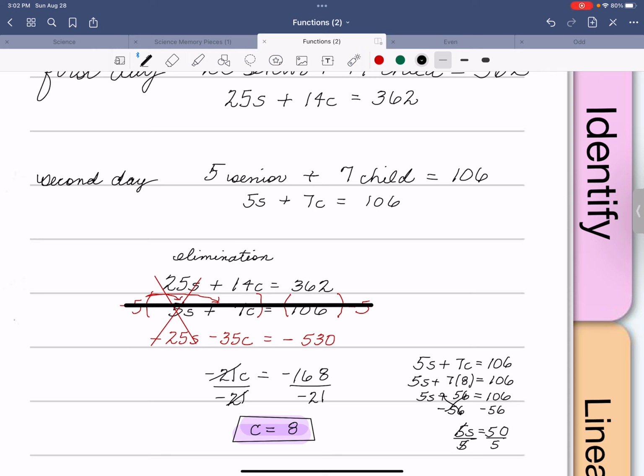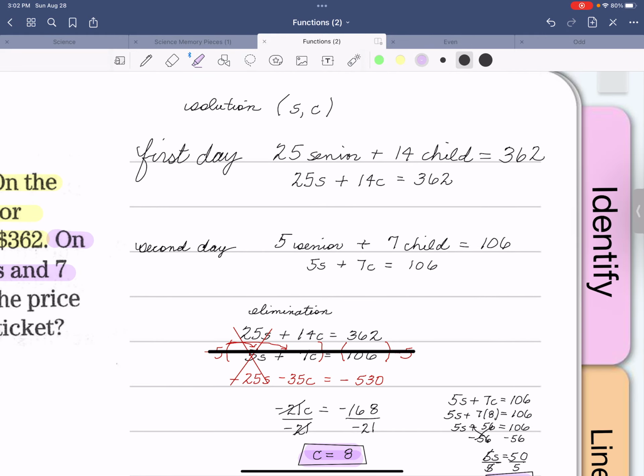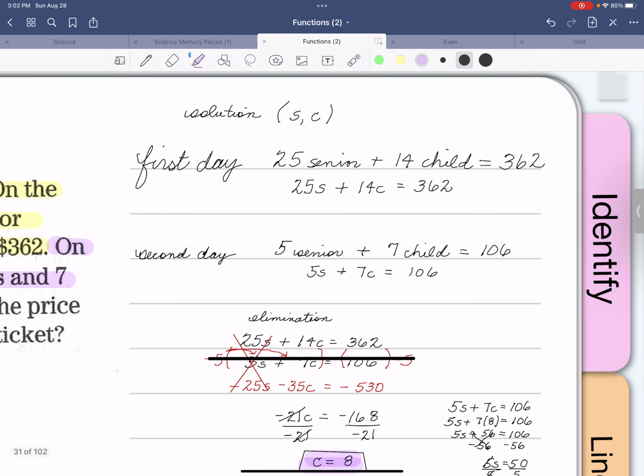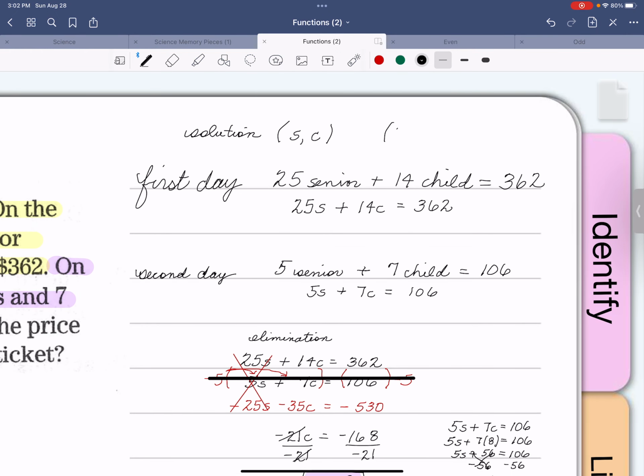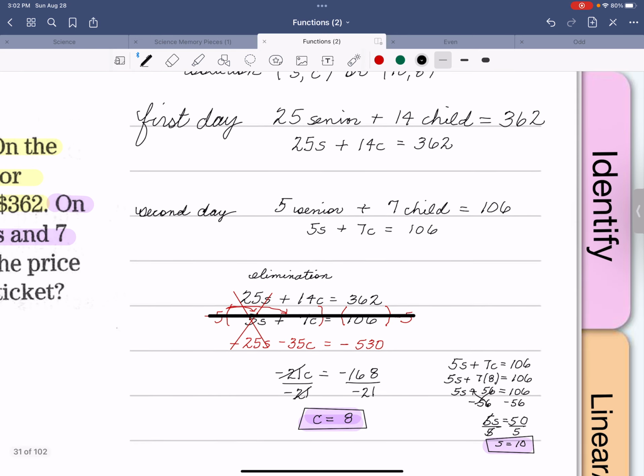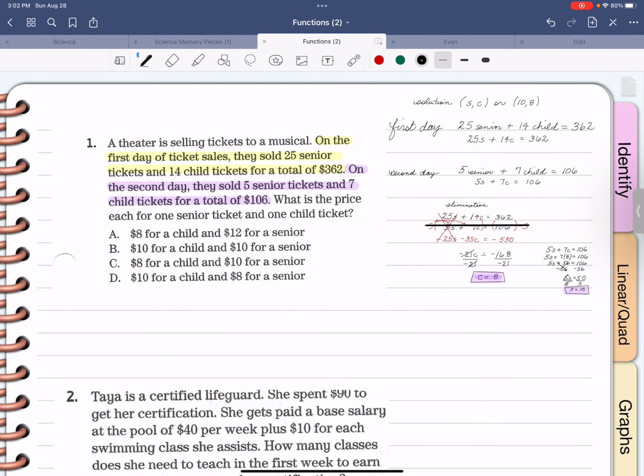And if you have dyslexia, maybe you can relate to that. Do not be ashamed to use your calculator if you need it. It's a tool, use it. And there's the S. So a child's ticket is 8, and a senior ticket is 10. You can use X and Y in there, that's fine, but I like C and S because I don't have to keep up with which one's which. So the answer to number 1 is C.